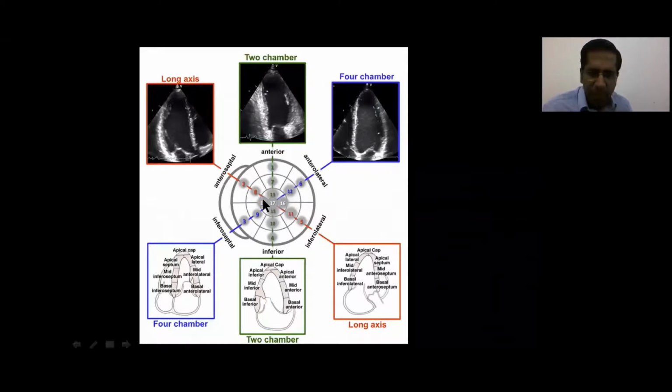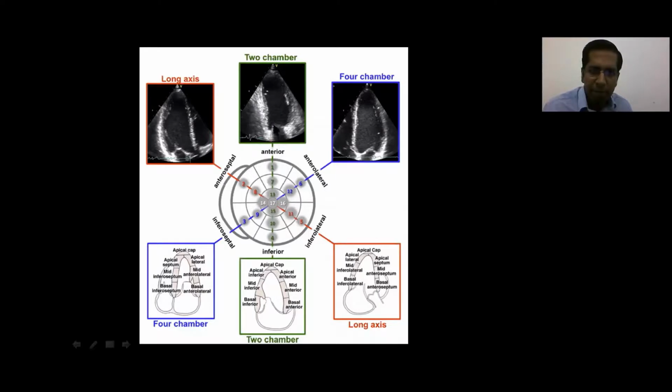Now, the different walls and the wall motion, again, corresponding, you have the two-chamber, which is cutting like this. So this is the short axis view. You cut the two-chamber view like this. You get anterior wall here. You get the inferior here. And then it's just a matter of calling it basal, mid, and apical.